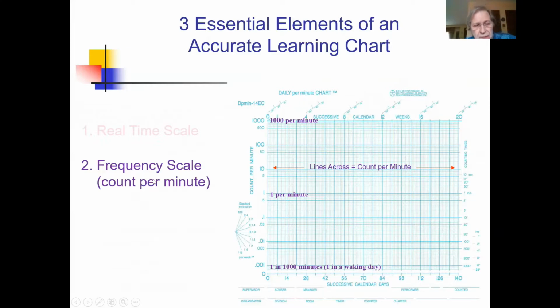Second one is we need a frequency scale or a count per minute scale, frequency being our most sensitive measure of level of performance. So the lines that go across the chart are the count per minute or frequency lines, ranging from 0.001 or 1 in 1,000 minutes, which is basically 1 in a waking day, up through 1 a minute, up to 1,000 times per minute.